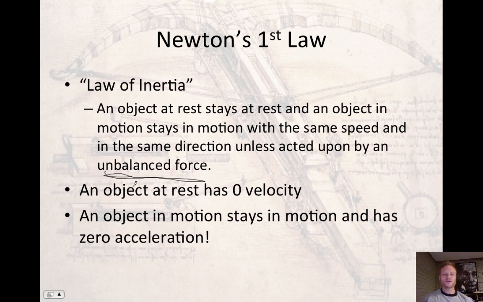So what is an object at rest considered? Well, an object at rest has zero velocity. Okay, it's not moving at all. Whereas an object in motion does have a velocity, but it has no acceleration. Because remember, an acceleration is a change in velocity, and to cause an acceleration, you need to apply a force. Okay, without a force, there is no acceleration.